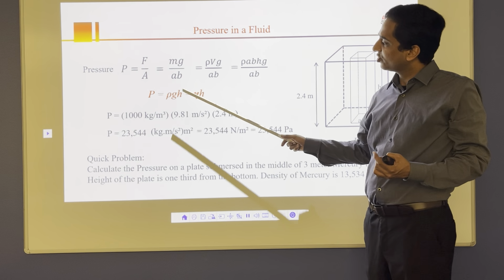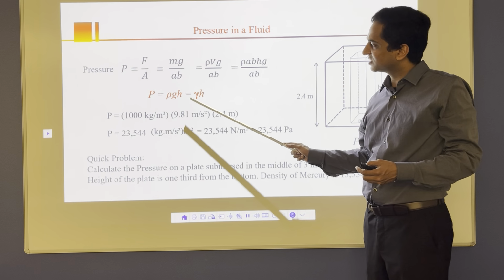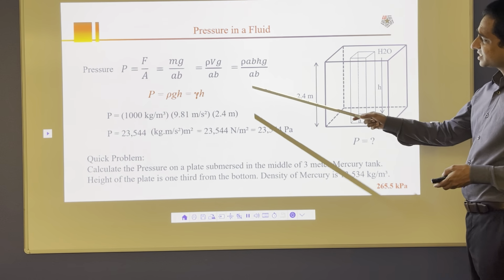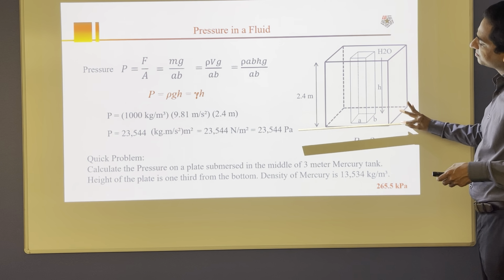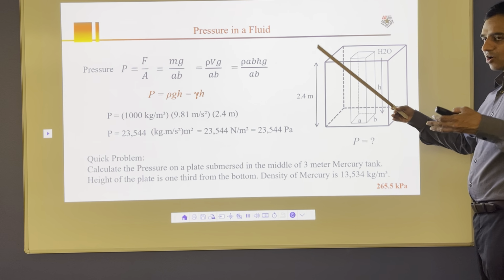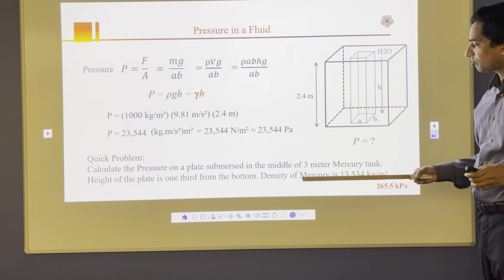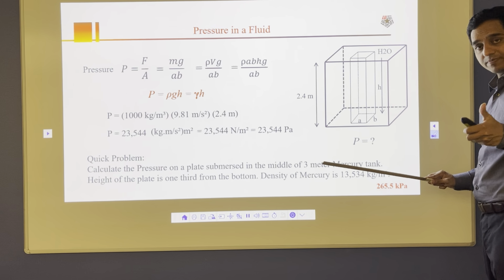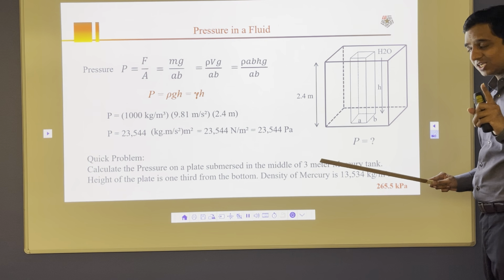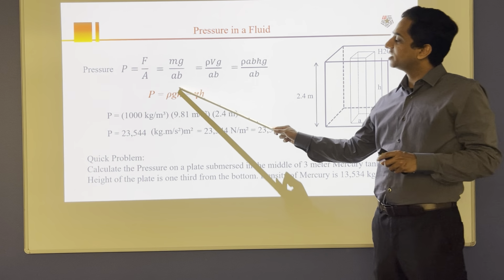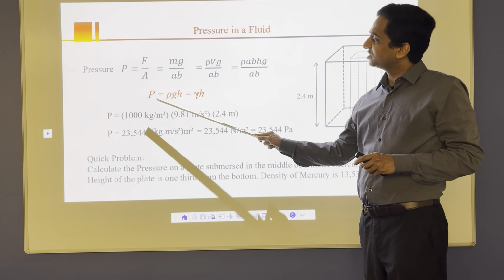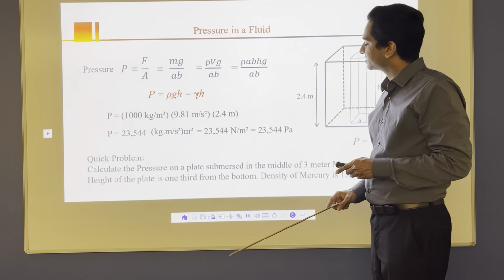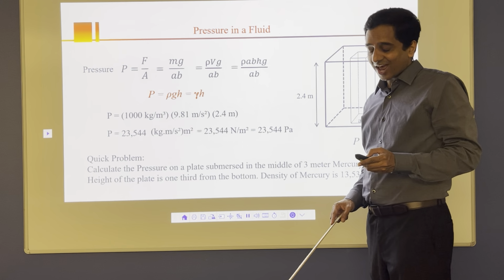Here density is constant, gravity is constant, the only thing that could change is height. So this pressure at the bottom does not depend on how much width or quantity of water. All it depends on is the height. More the height, more the pressure. Less the height, less the pressure. So keep that in mind. It depends only and only on height. Pressure is nothing but density, gravity times height. Very basic, very important understanding about fluid statics.